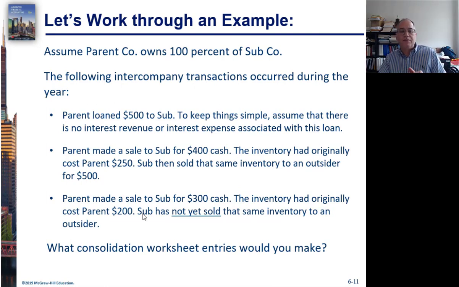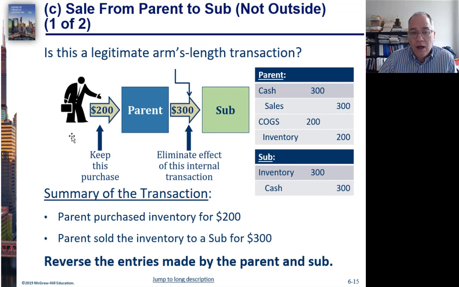Parent made a sale to the sub for $300 cash. The inventory originally cost the parent $200, and the sub has not yet sold the inventory to an outsider. So this is where things get really interesting. Here's a picture of the transaction. The parent bought the goods for $200 and sold it to the sub for $300. So the parent debited cash for $300, credited sales for $300, debited cost of goods sold for $200, credited inventory for $200. The sub, when they bought the inventory, debited inventory for $300, credited cash.